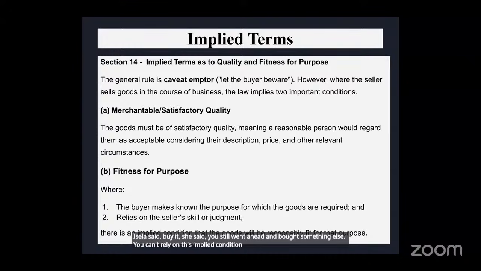But if you told the seller the specific purpose that you need it for, and the seller said, okay, these shoes are running shoes, you can buy these ones, and you went ahead to do that, then it turns out that the shoes are not running shoes, they're too heavy, then you can sue the seller for breaching an implied term with respect to fitness for purpose.